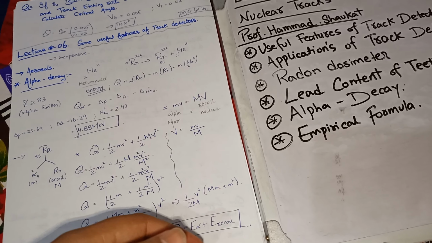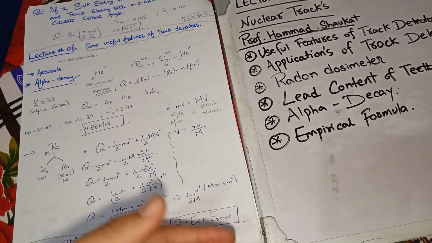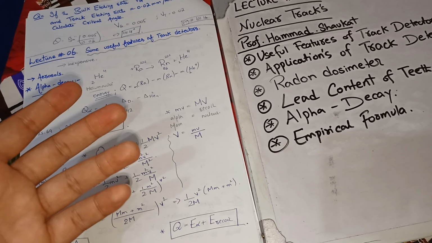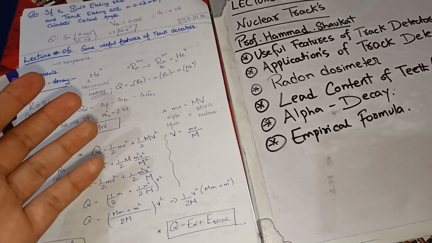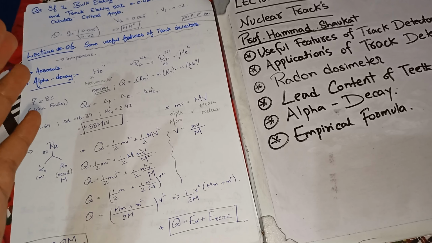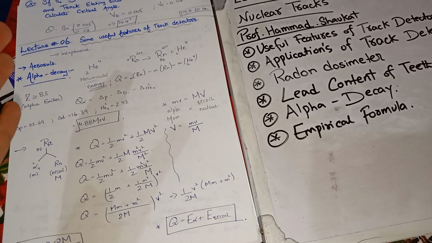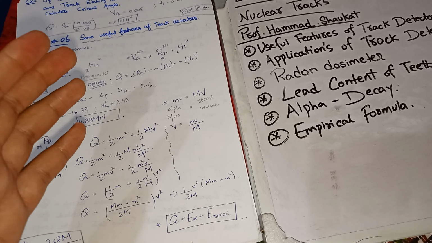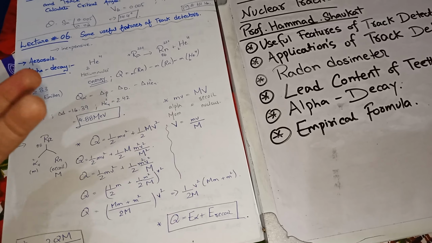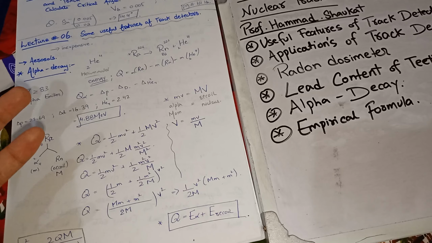So this is a good feature, that their sizes are small, not so big, and they are inexpensive. The next feature is that they register a track, a permanent record. Their tracks are permanently recorded, not temporary. Their tracks are a permanent record of the phenomena when we investigate the tracks of the particles.